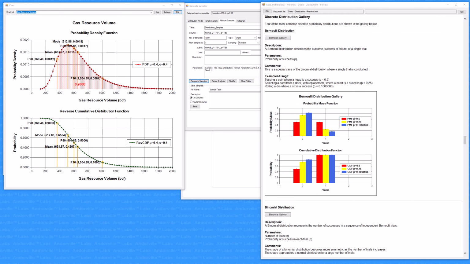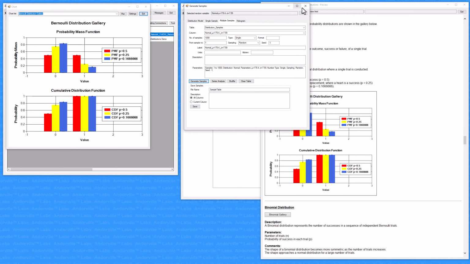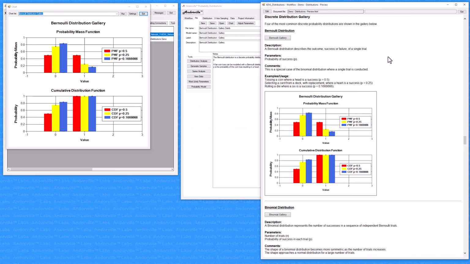Four of the most common discrete probability distributions are shown in the gallery below. A Bernoulli distribution describes the outcome, success or failure of a single trial. This distribution has a single parameter, which is the probability of success. The Bernoulli distribution is a special case of the binomial distribution where a single trial is conducted.